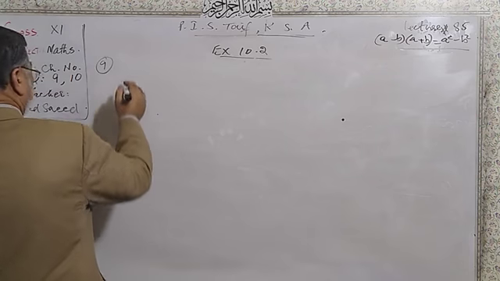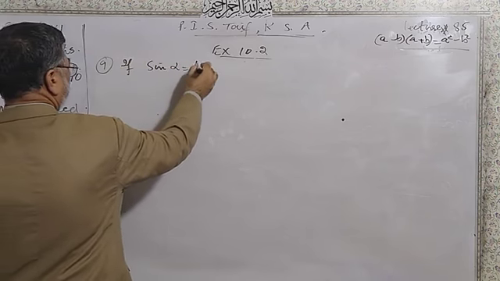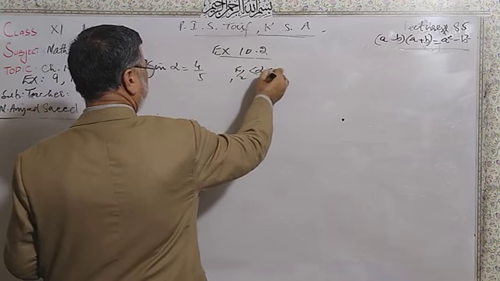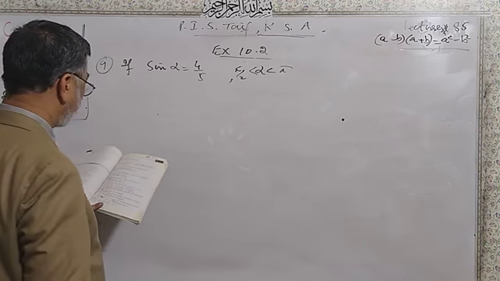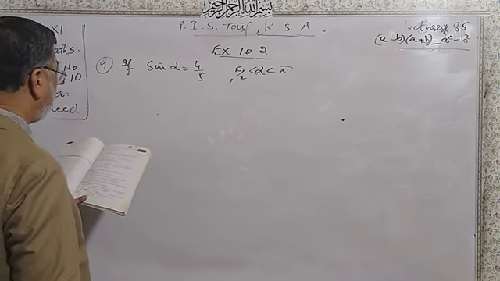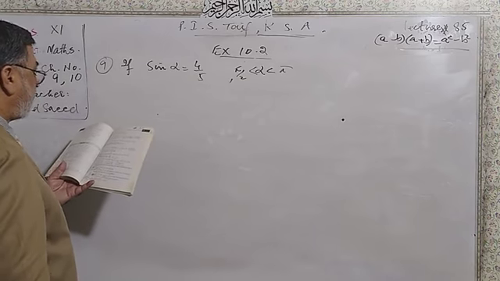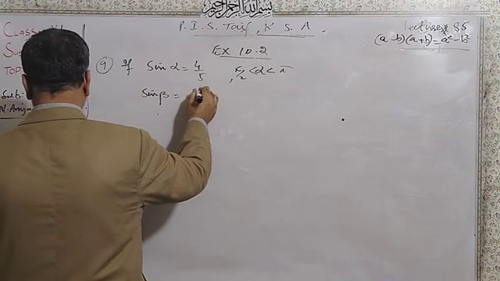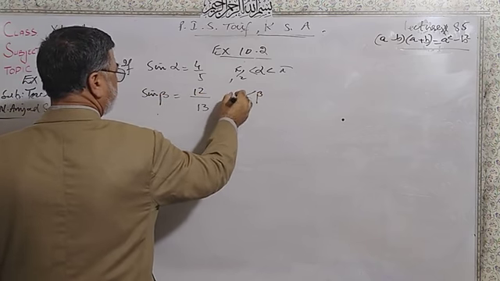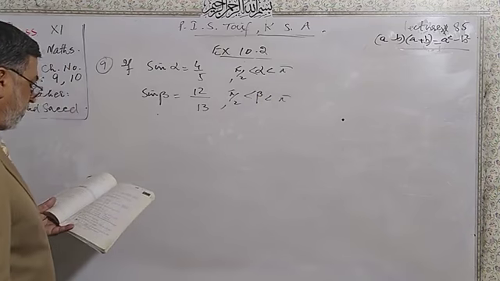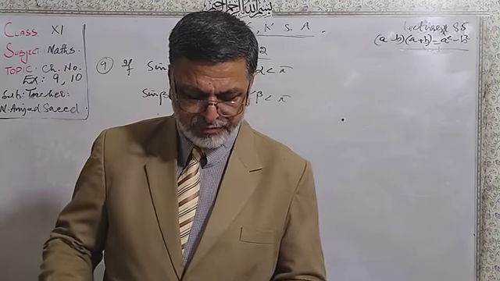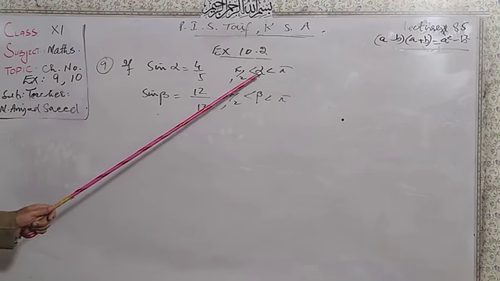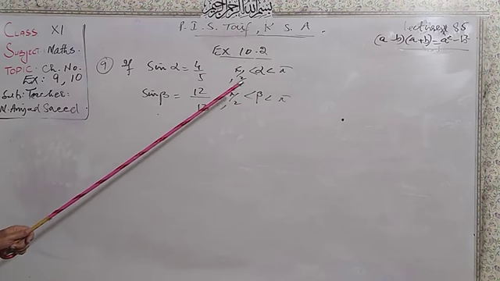Sine alpha is equal to 4 over 5. Alpha is in between 90 and 180, pi by 2 and pi. Similarly, sine beta is equal to 12 over 13 and beta is in between pi by 2 and pi. These are very important informations about alpha and beta. Remember that alpha is in between pi by 2 and pi, and so is beta.